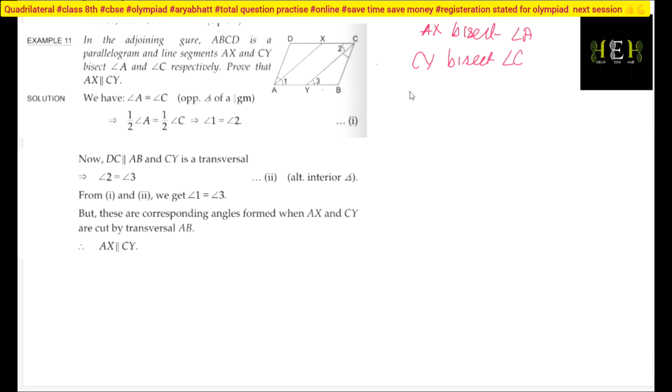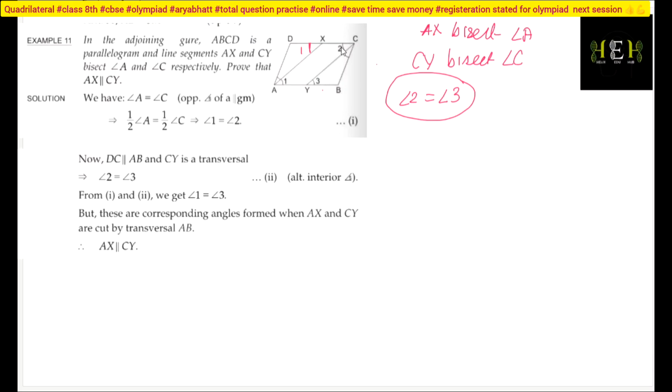Angle 2 and 3 are equal. Angle 2 is equal to angle 3. Okay, first point we get that. And see, from here these two lines are equal, so I can say this one is 1, so this one is 1. Now to show parallel, I have to show that 1 is equal to 2. Angle 1 is equal to 2.